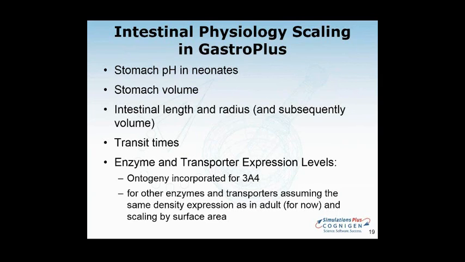Yes, there is quite a bit more uncertainty when it comes to the transit times and volumes. For the pH, the only thing that we were able to find was that it really drops down very quickly within a few weeks after birth, and it's at adult levels. But then again, when we are talking about very young neonates and infants, it's the food, right?